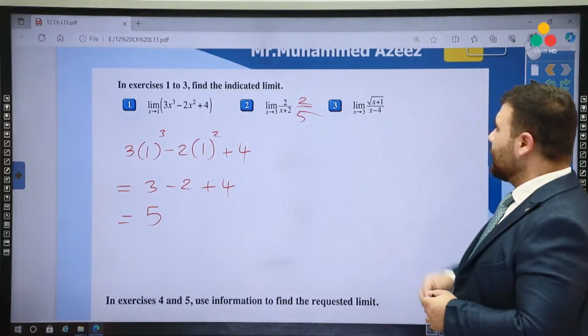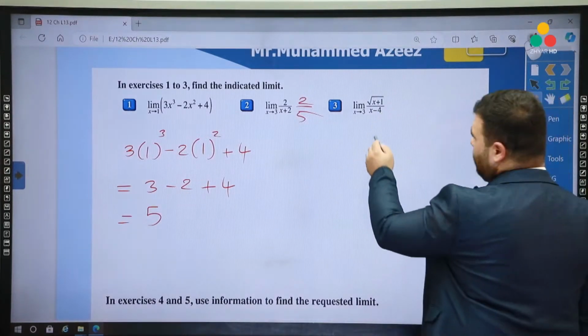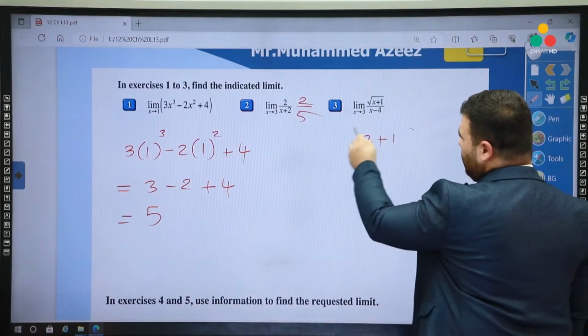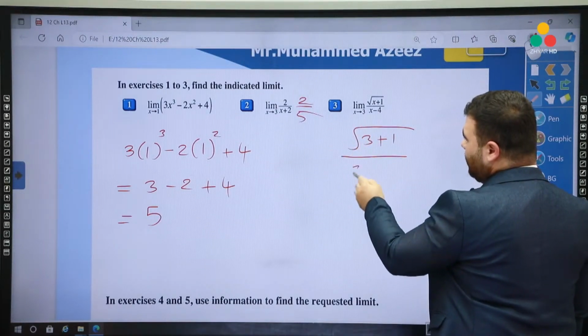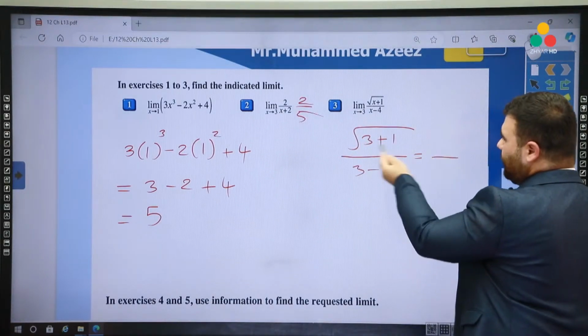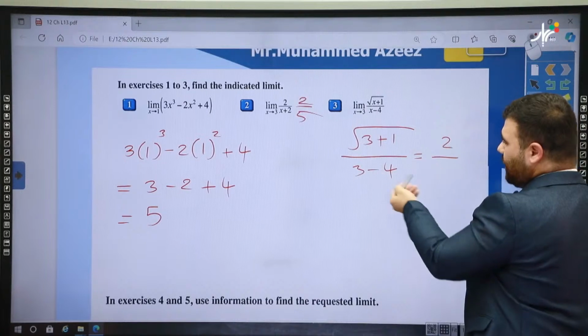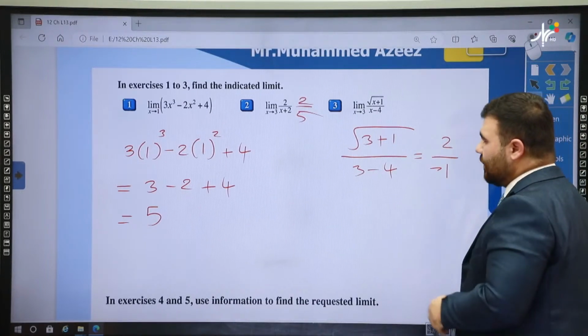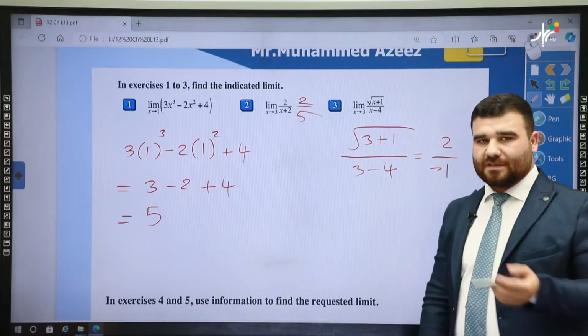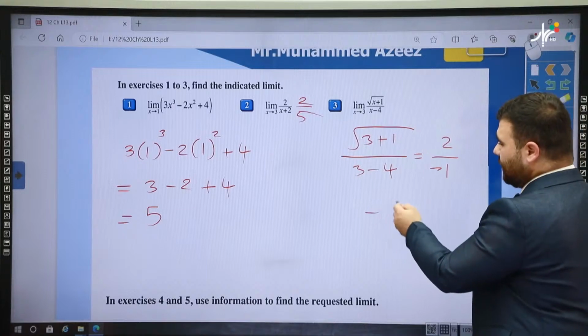And this one, again, if I directly put 3 in place of x, it will be 3 plus 1 under root over 3 minus 4. 3 plus 1 is 4, under root, that's 2. 3 minus 4 is negative 1. Then 2 over negative 1 is negative 2. The final answer is negative 2.